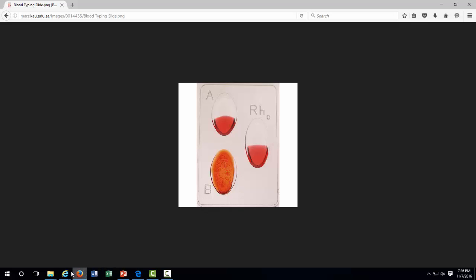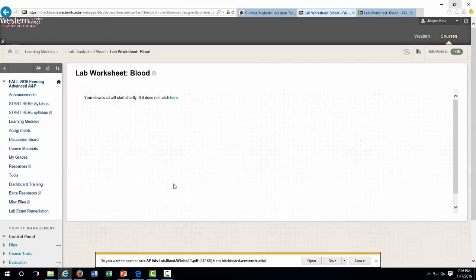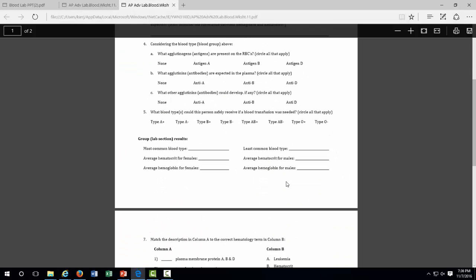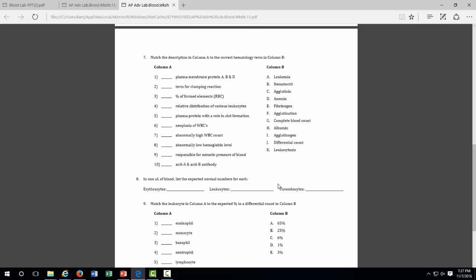Number 6. Neoplasia. Neoplasia means new growth. Yes, leukemia, white blood cells. And whenever you think neoplasia, think cancer. Abnormally high white blood cell count. Leukocytosis, letter K. Abnormally low hemoglobin level.